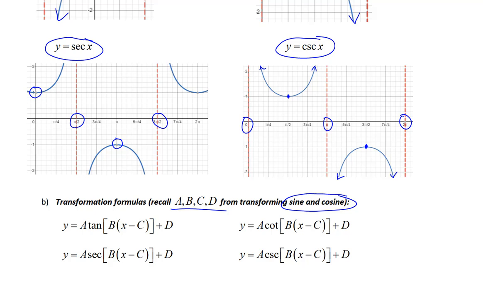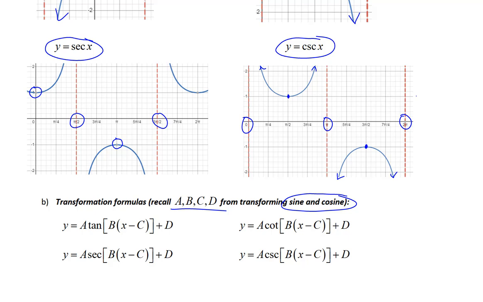Those notes, if you'd like, just to make sure that the process is familiar. It's a very similar process for these newer functions: tangent, cotangent, secant, cosecant. In fact, that's why I'm using the same A, B, C, D kind of scheme. It'll help, I think, bring some familiarity and routine to these.